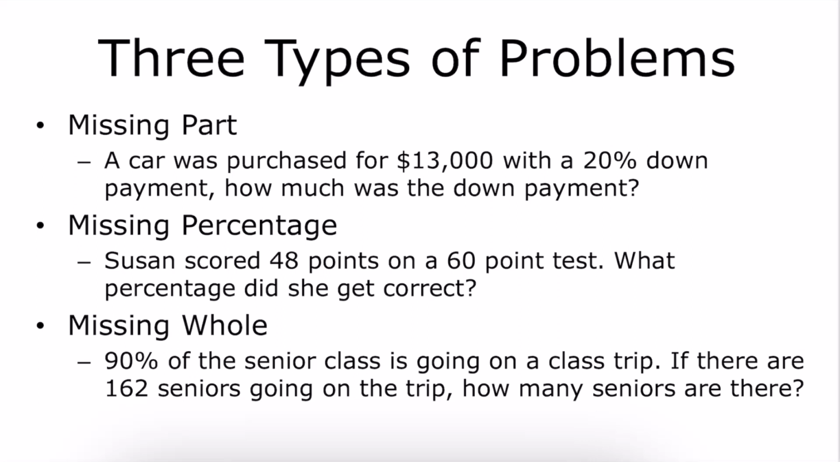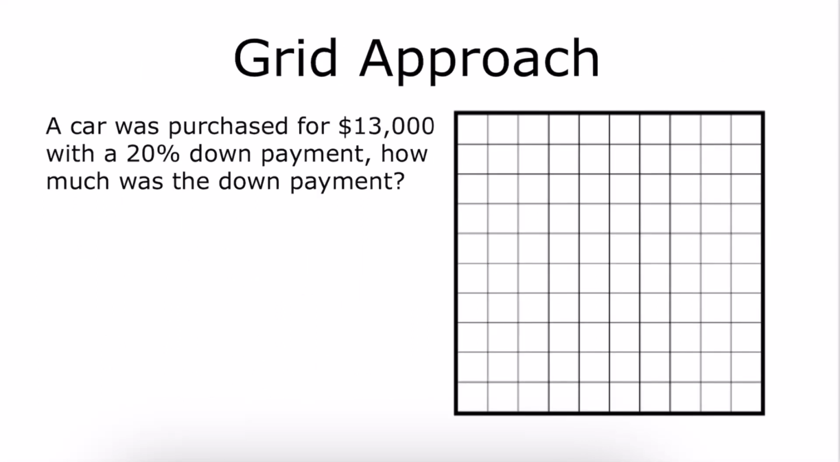When you're solving percentage problems, there are several different approaches you can use. I'm going to start off by explaining the grid approach and go through and solve these three problems, and then I'm going to show you two other approaches. With the grid approach, you use a 100 square, like we have here, to represent 100%.